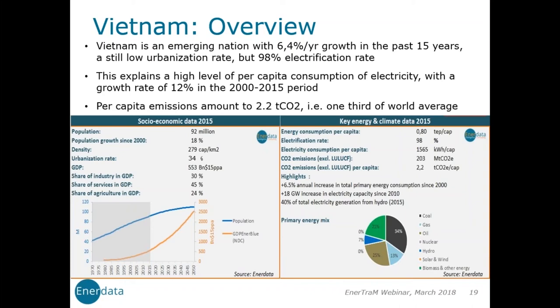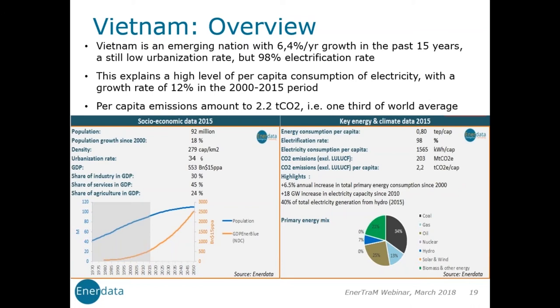You know that Vietnam is a rapidly growing emerging country, at more than 6% per year in the past 15 years. It is a country with an urbanization rate of about 34%, still low, but a 98% electrification rate. It means that electrification is well developed in Vietnam. And this might explain a very high level of per capita consumption of electricity in Vietnam compared to other Southeast Asian countries. And particularly what is striking in the case of Vietnam is that the electricity consumption growth rate has been about 12%, double the economic growth, in the past 15 years.